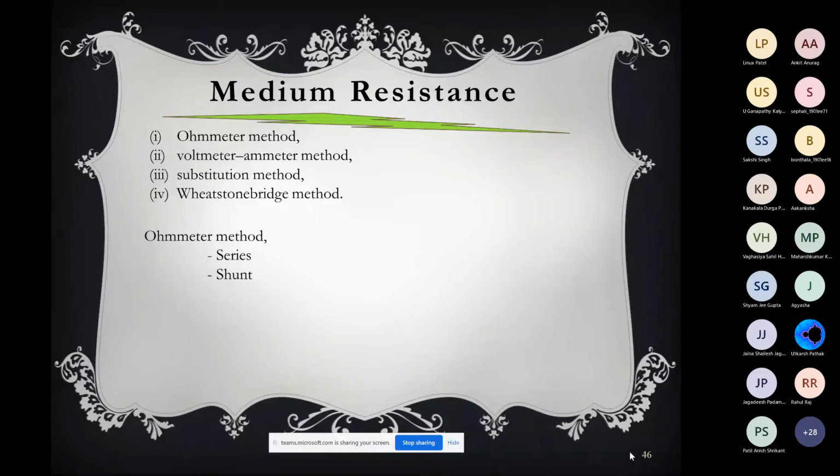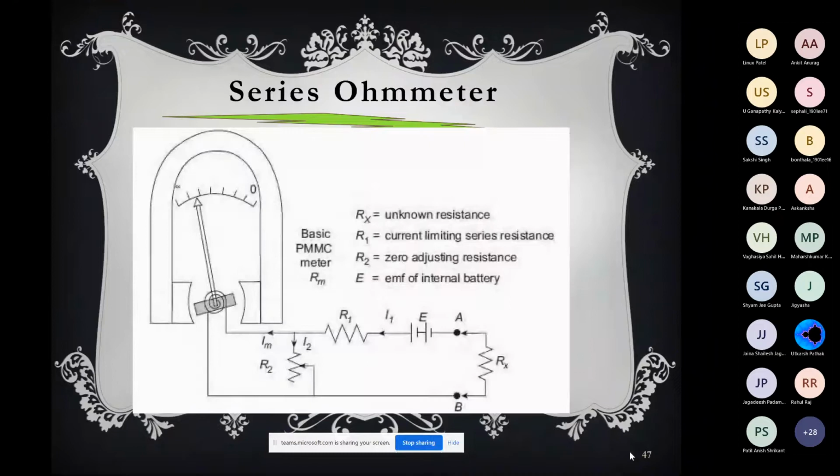So this is the whole classification for medium resistance measurement. Now if you proceed, let's see this type of circuit arrangement. You see that there is one meter on the left hand side, which may be the PMMC meter. You have read that PMMC meter, and that PMMC meter can be used for measurement of resistance.